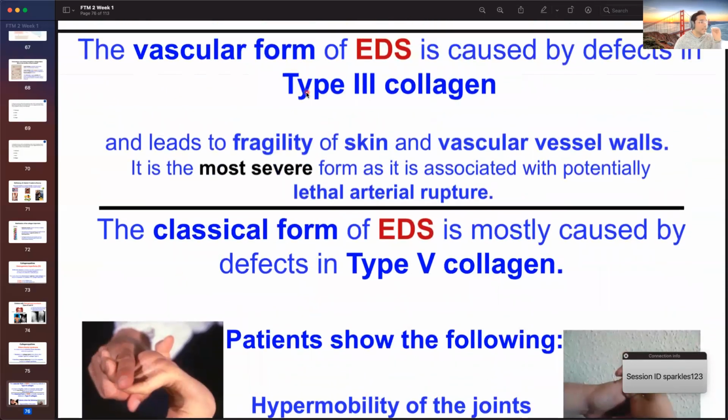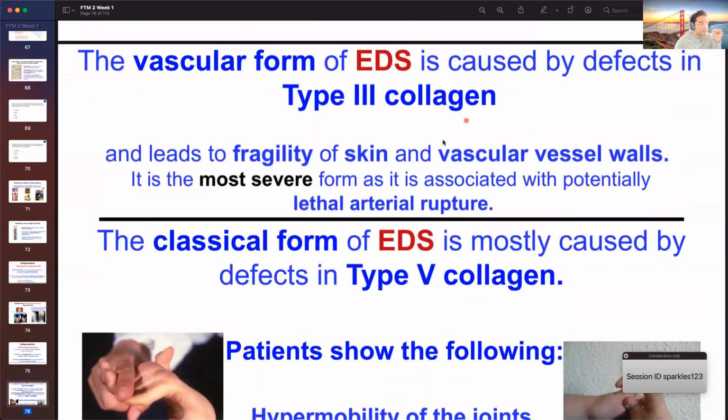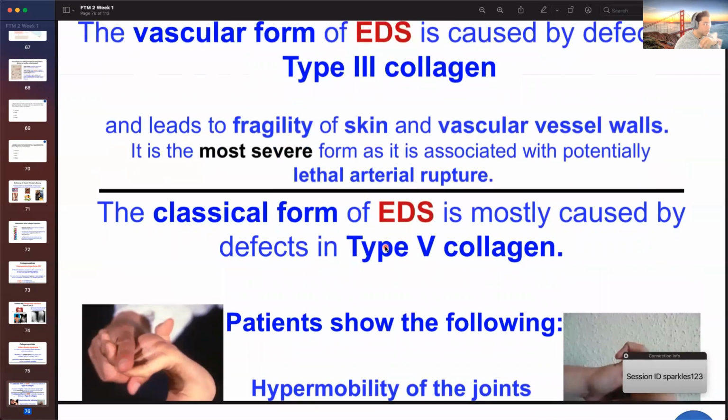But in type 3 collagen disorder, it leads to fragile skin and vascular vessel walls. It's the most severe form as it's associated with potential arterial ruptures. They call it aortic dissections, and you're going to see a lot of those.